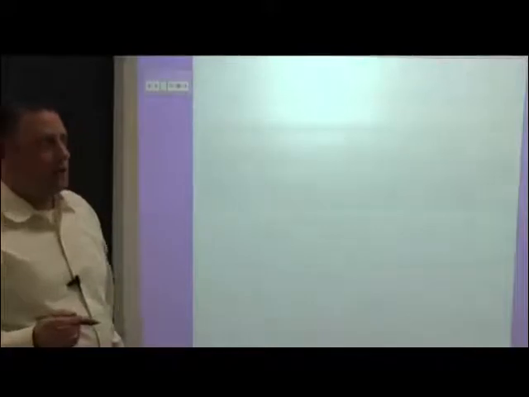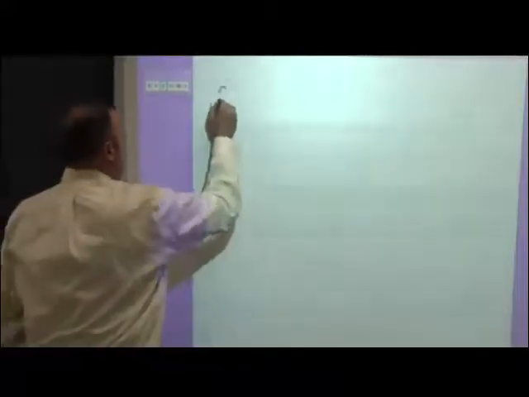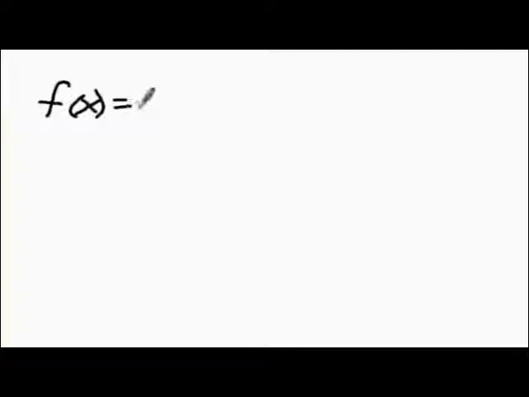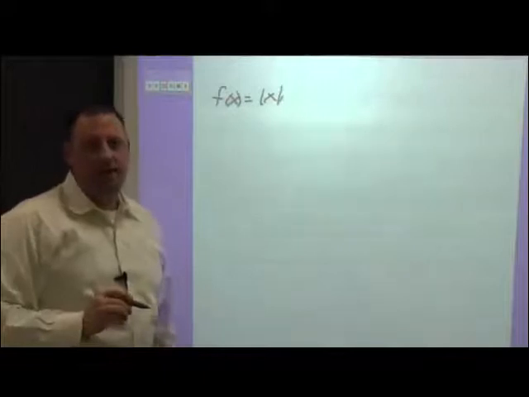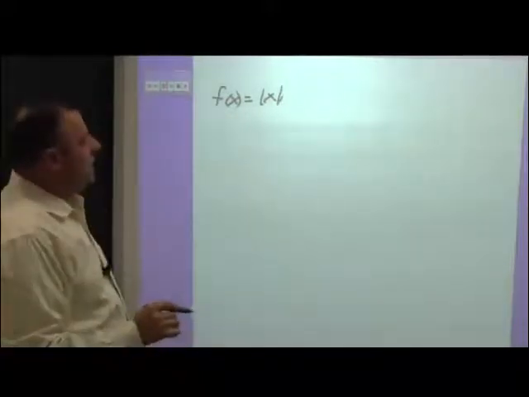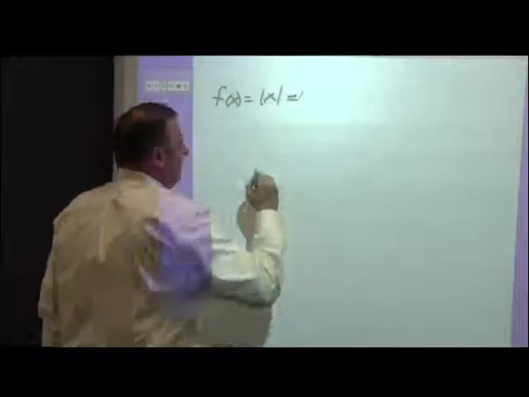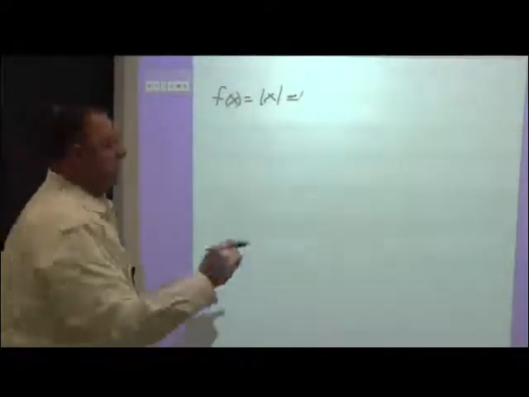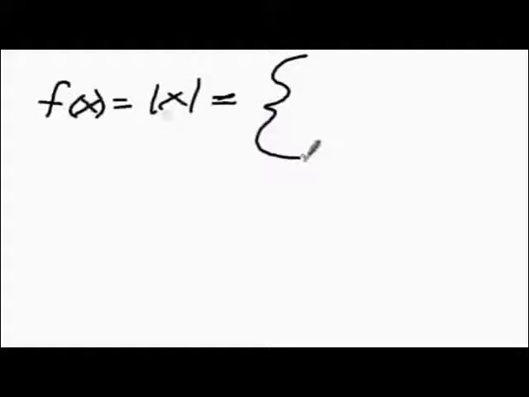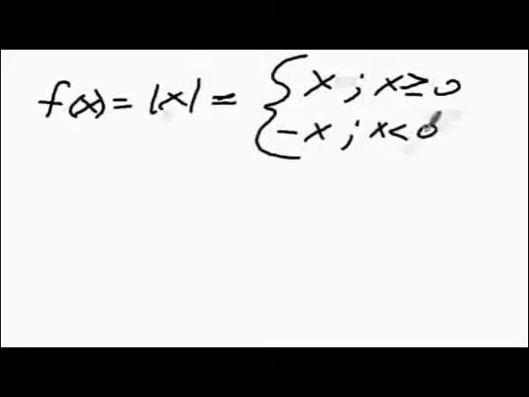Now I want to show absolute value as an actual function of x, like we like to use the word f of x. I'm going to look at f of x equals the absolute value function of x, the absolute value of x. This function can be written as a piecewise function: x when x is greater than or equal to 0, and negative x when x is less than 0.